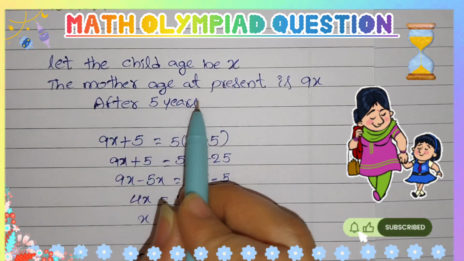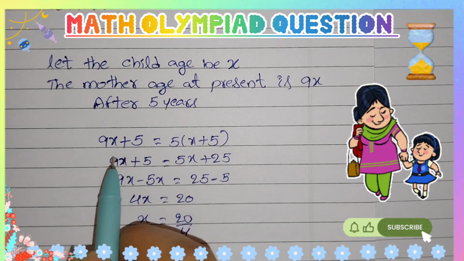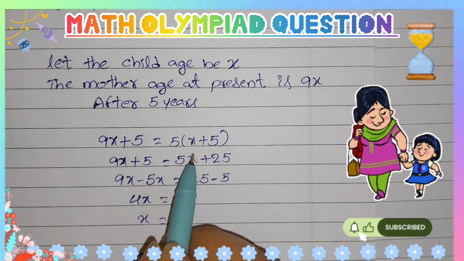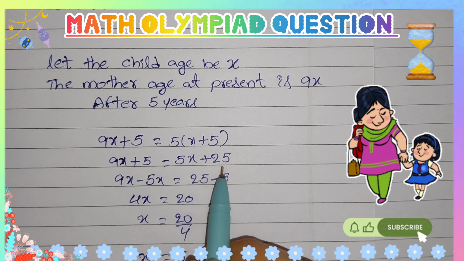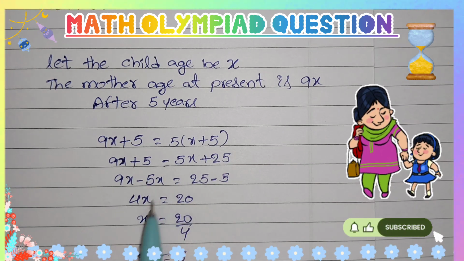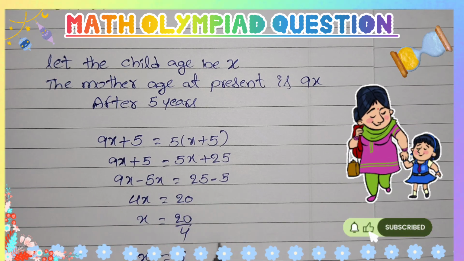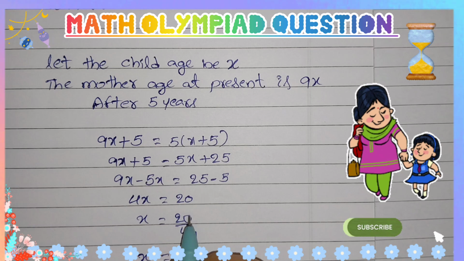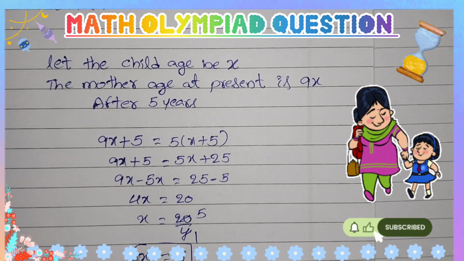Let's solve this question. Let's assume that the child's age is x. The mother's age at present is 9x. After 5 years, 9x plus 5 equals 5 times (x plus 5). 9x plus 5 equals 5x plus 25. 9x minus 5x equals 25 minus 5. 4x equals 20. x equals 20 by 4. 4 1s are 4, 4 5s are 20.